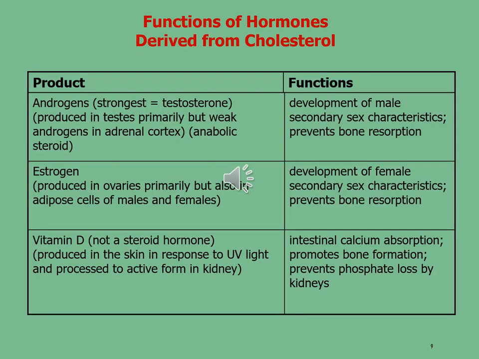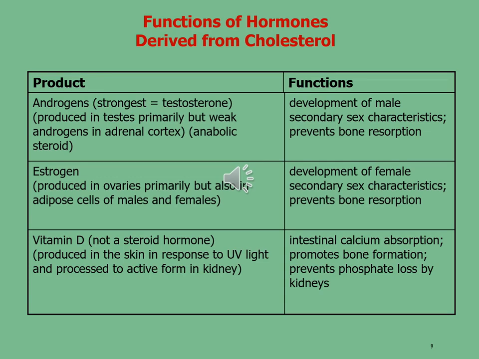Here in this slide, we will discuss the functions of some important hormones which have been derived from cholesterol. First, the androgens. The strongest, that is testosterone, is produced in the testes primarily, but weak androgens are produced in the adrenal cortex. It is an anabolic steroid. It is used for the development of male secondary sex characteristics and prevents bone resorption.